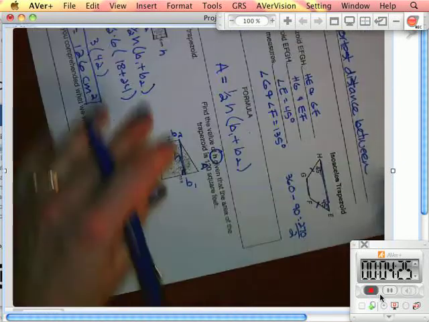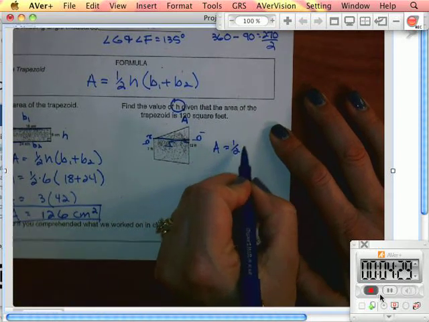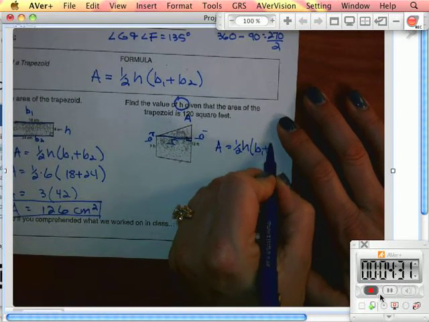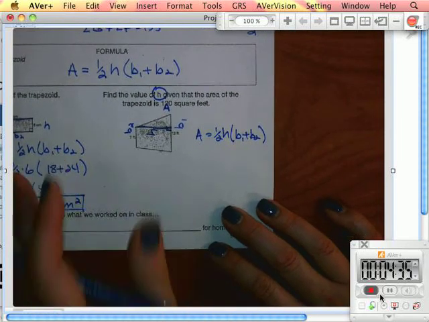So now I'm going to plug in what I do know. Here's my formula. Plug in, Tristan, I'm not going to say it again. You need to move your desk so you pay attention.